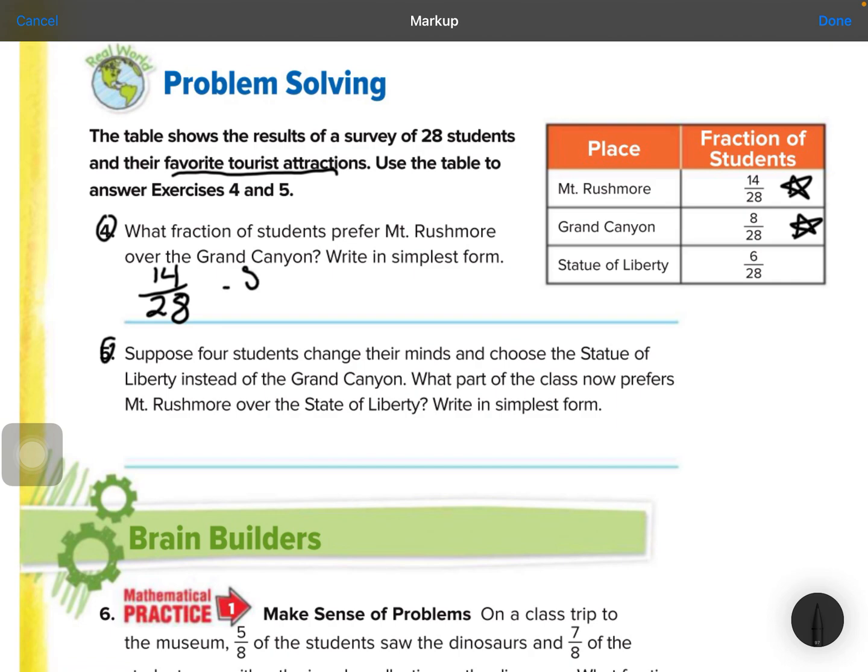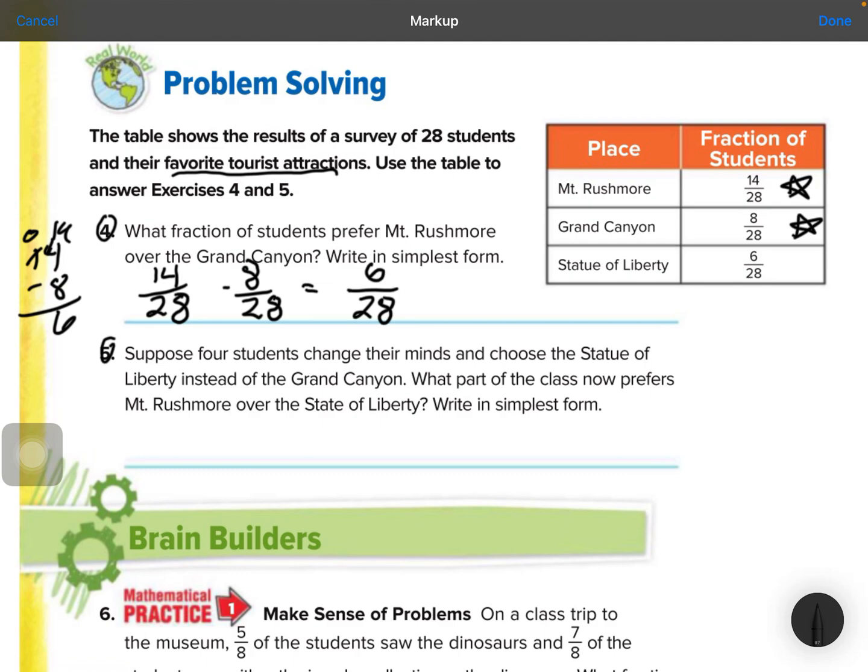And Grand Canyon had 8 out of the 28 students who favored it. So we could probably subtract 14 minus 8 to figure out what fraction prefer it. Remember, we're going to bring the 28 over. And you can think 14 minus 8, 8, 9, 10, 11, 12, 13, 14 is going to be 6. We're going to have 6 28ths.